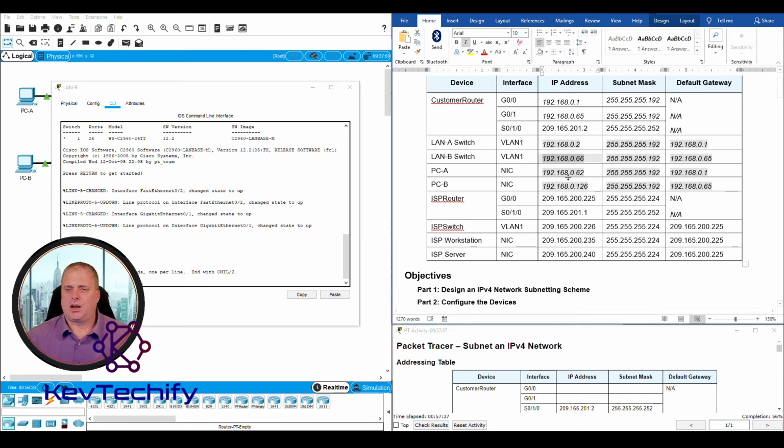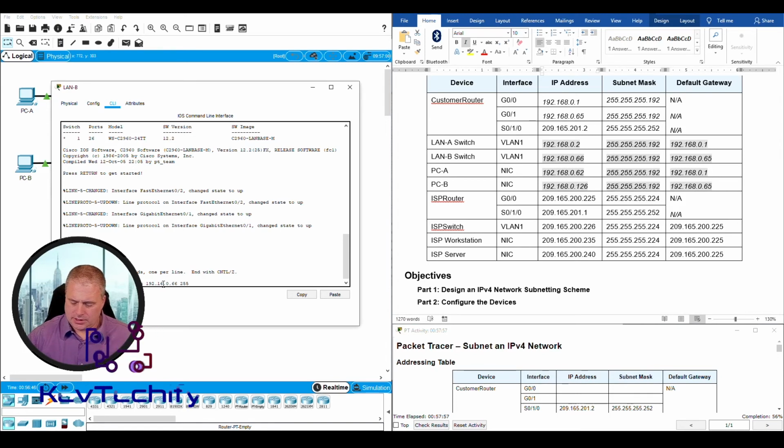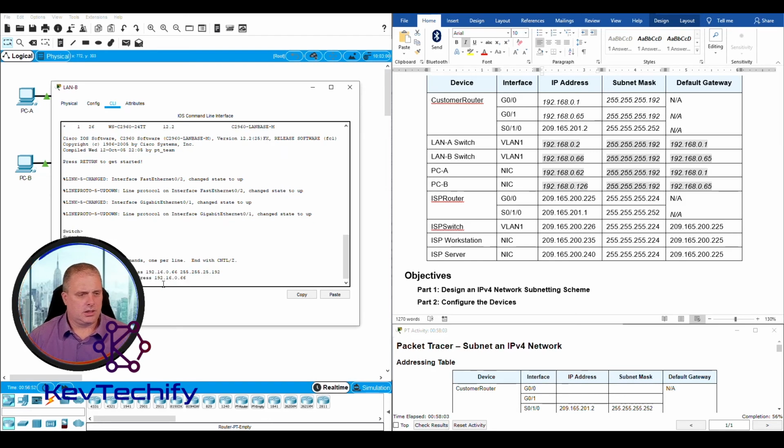Once again, our IP address here, 192.168.0.66, and our subnet mask. Because we are setting the IP address on interface VLAN 1, we do have to put the subnet mask in. IP address of 192.168.0.66 with the subnet mask of 255.255.255.192.